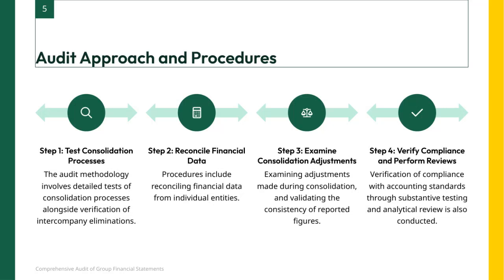Our audit approach begins with testing the consolidation processes in detail, ensuring that intercompany eliminations are accurately performed. Next, we reconcile the financial data from each individual entity to confirm accuracy and consistency. Then, we examine all consolidation adjustments carefully, validating that the reported figures are consistent and reliable. Finally, we verify compliance with relevant accounting standards by conducting substantive testing and thorough analytical reviews. This systematic process helps us maintain confidence in consolidated financial statements.